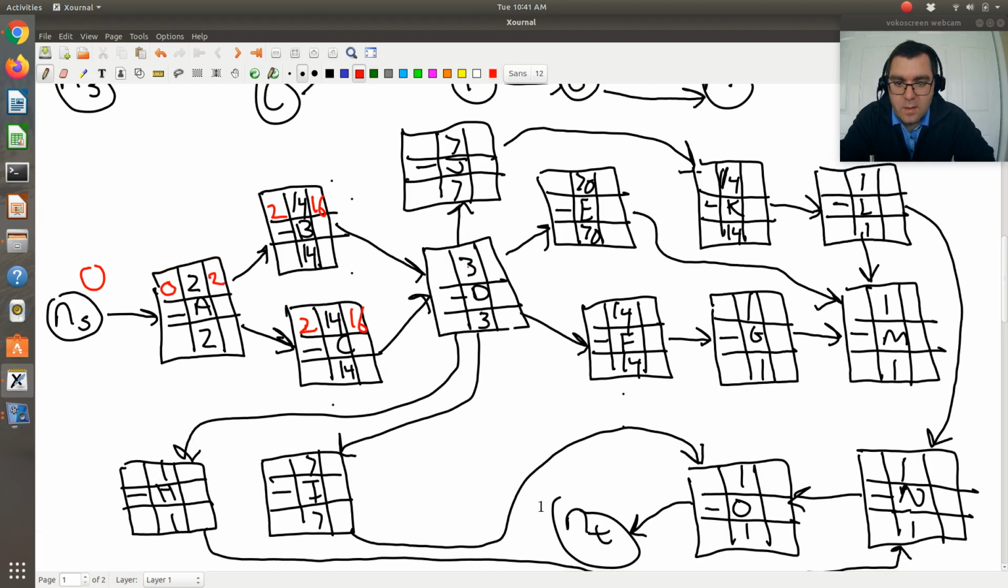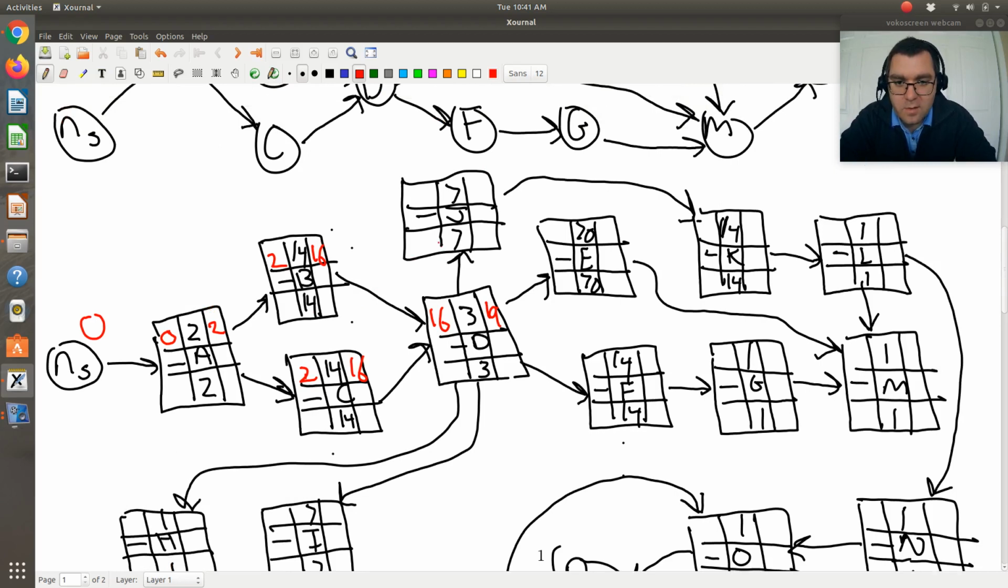Okay, D has a precedence of both B and C. So when I look at both B and C, I'm comparing the earliest possible finishing times, and in this case they're both 16. So the earliest possible starting time will be 16. It has a duration of 3, so the earliest possible finishing time is 19.